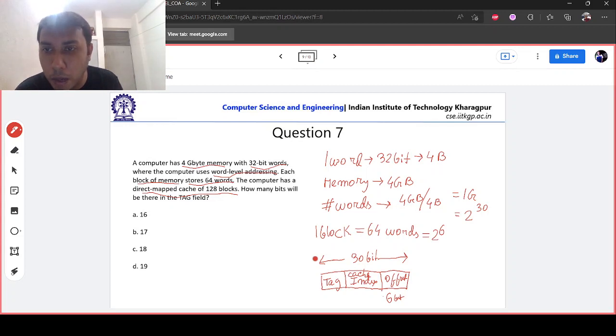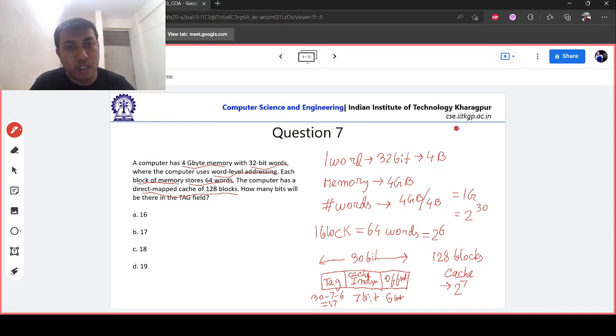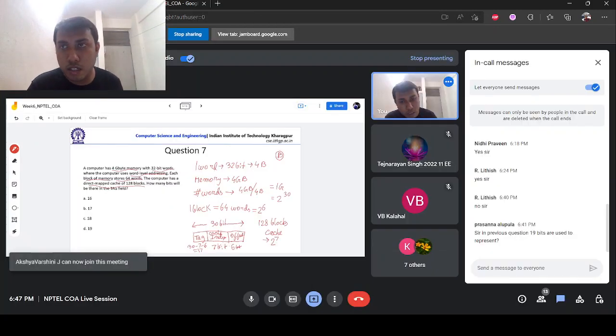Now cache index. So how many blocks does the cache have? There is a cache of 128 blocks, that is 2 to the power of 7. So to represent each block we require 7 bits, right? So this will be 7 bits. Therefore what will be the tag? 30 minus 7 minus 6 equals 17. So the correct answer is option B. Right?